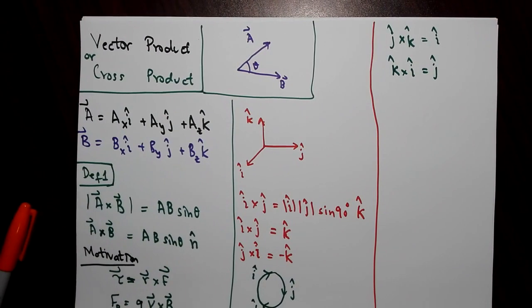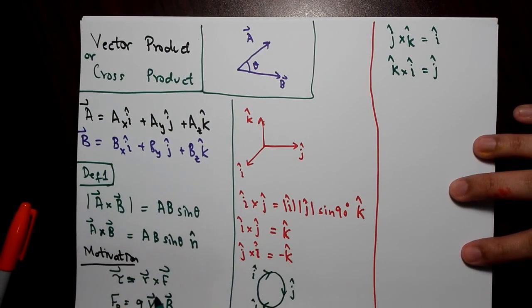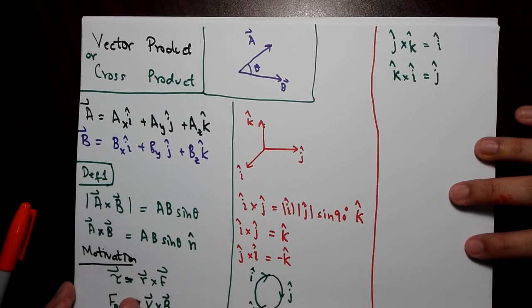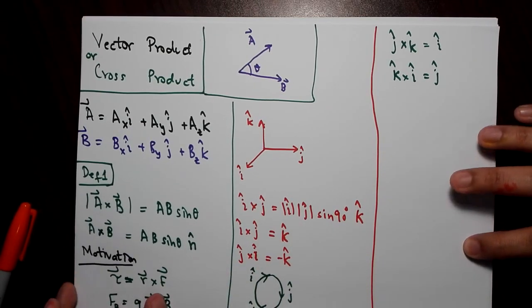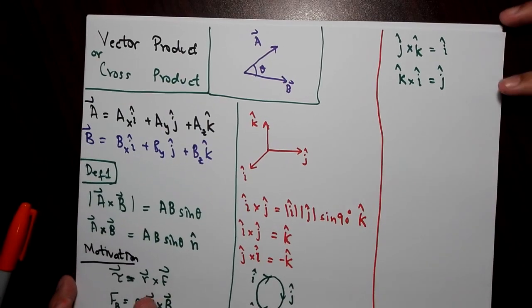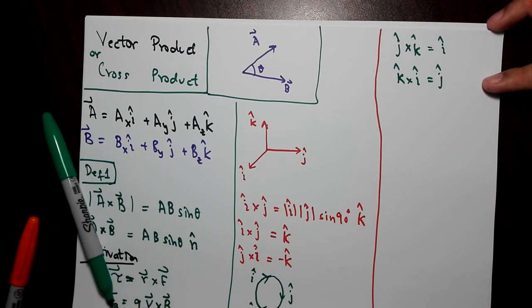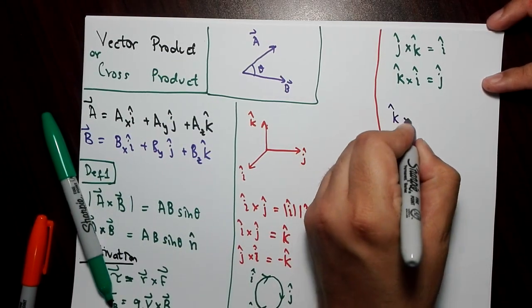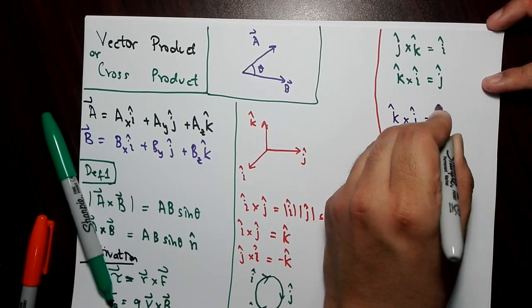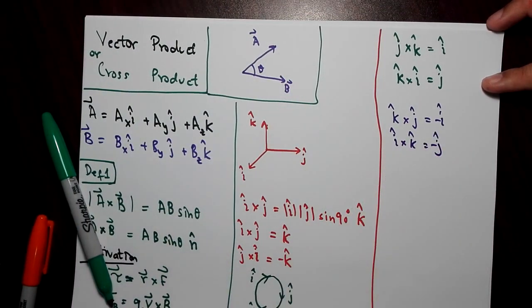Now if you go the opposite way, like if you do j cross i, you get negative k. So if you go in the opposite direction of the cycle, then you get a negative sign. So j cross i is negative k, k cross j is negative i, i cross k is negative j. So let's write that down so that we have everything. k cross j hat is negative i hat, and i cross k hat is negative j hat.